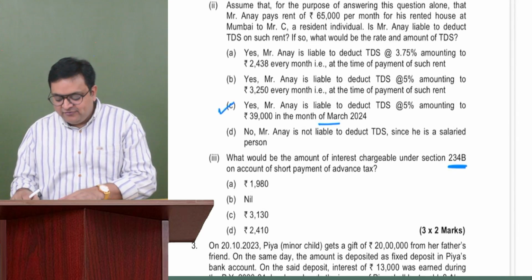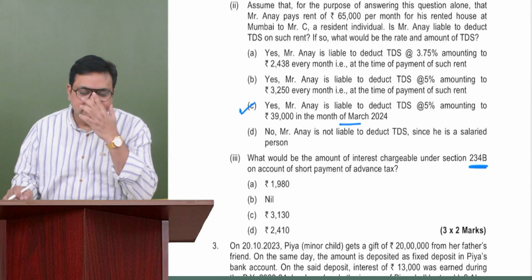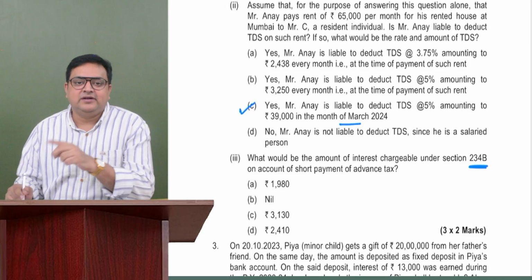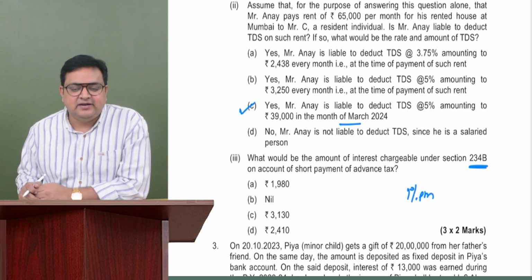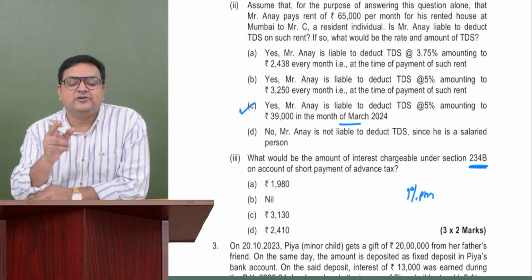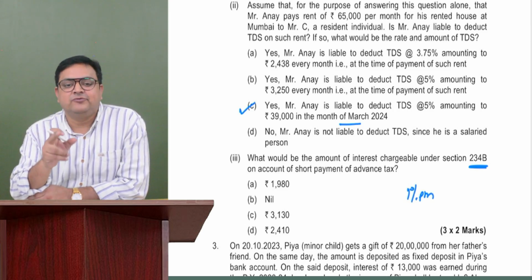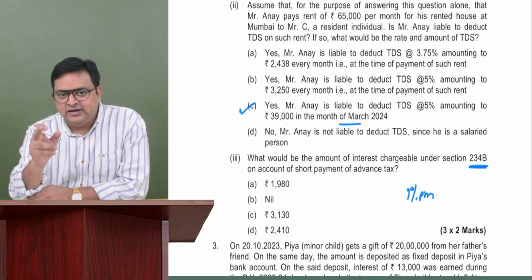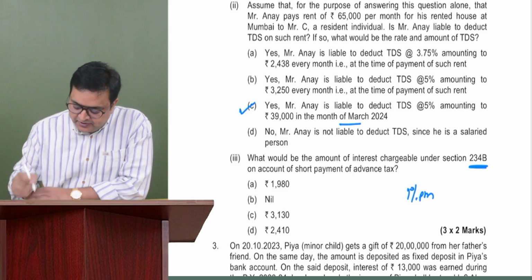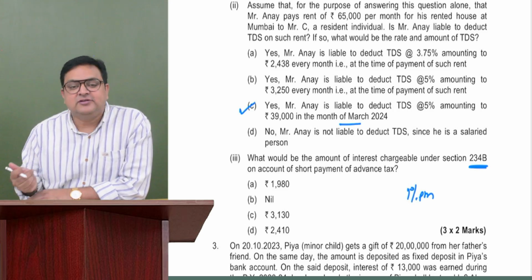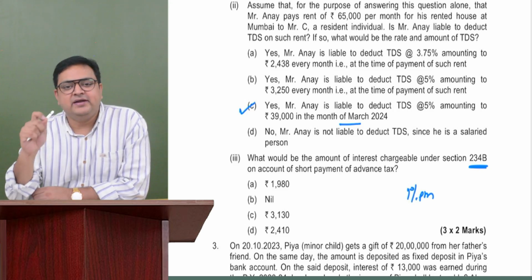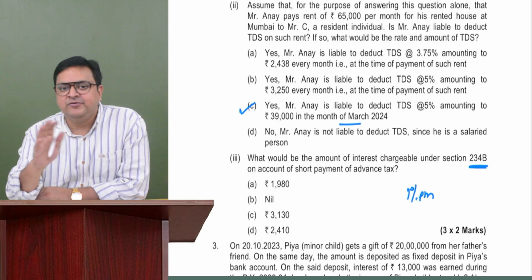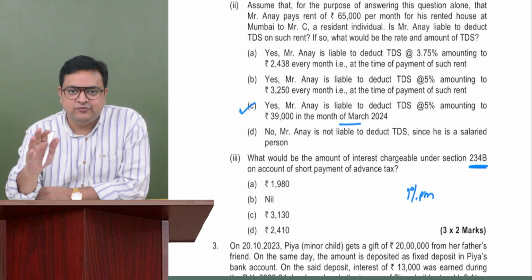It says that if you have not paid your advance tax, then you have to pay 1% per month interest. Part of the month shall be taken as full month, and it starts from 1st April of the assessment year till you pay. Also, one special thing about 234B is that if you have already paid 90% of your advance tax, then we will not charge interest under section 234B.